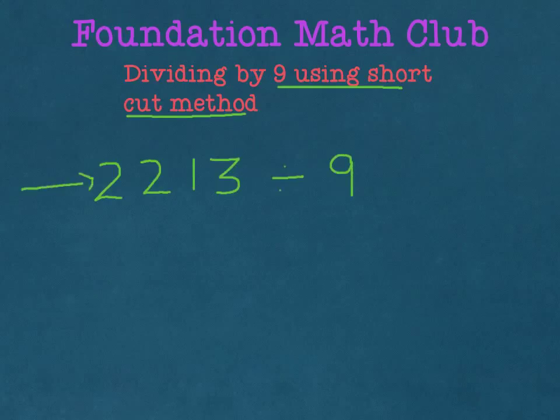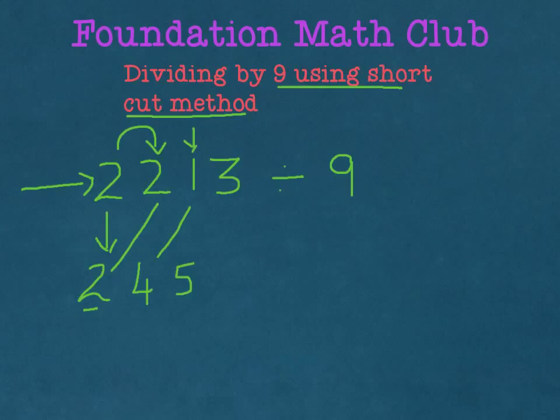The first number that you encounter from the left will be written as it is. So I'm going to write down 2 as it is. The number we write over here will be added to the next number. So in this case, 2 is added to 2 and we get the answer as 4. Now 4 will be added to 1. So 4 plus 1 is 5.